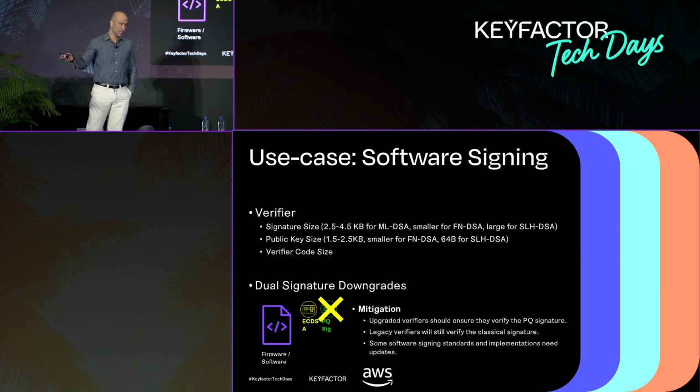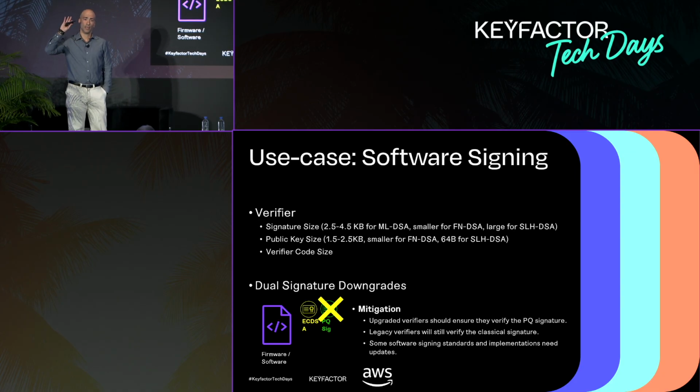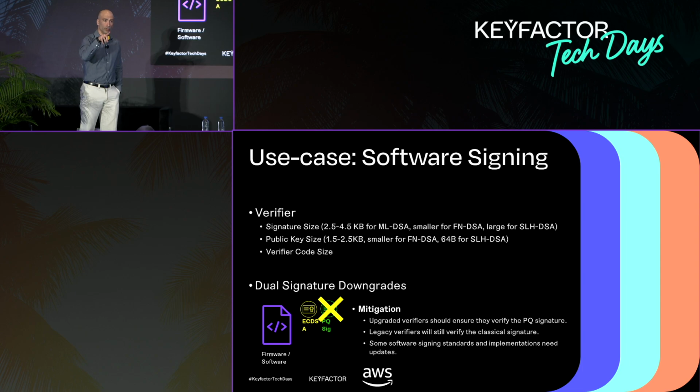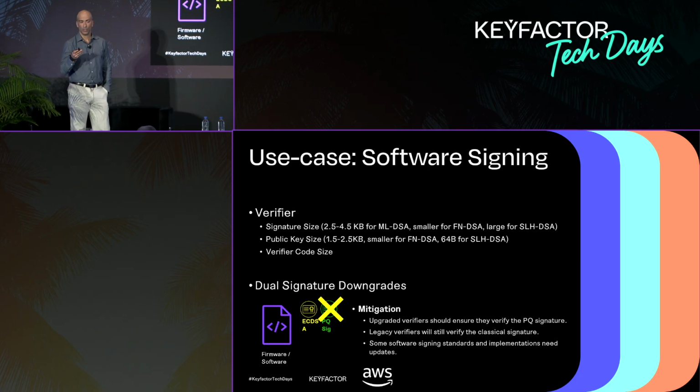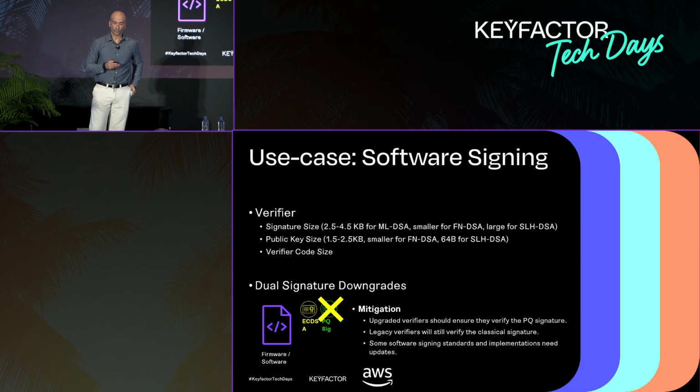And the mitigation is simple. The mitigation is that the post-quantum verifier has to look for the post-quantum signature. The post-quantum verifier will fail unless there is a post-quantum signature in there. The legacy verifier, okay, it can still do ECDSA. Maybe it's dead in the water in terms of quantum resistance, but at least it loads the software.